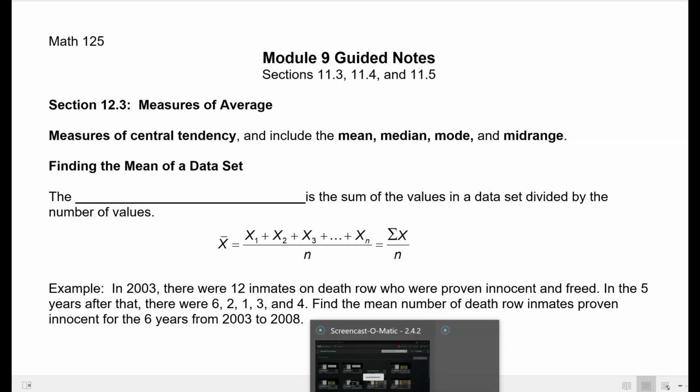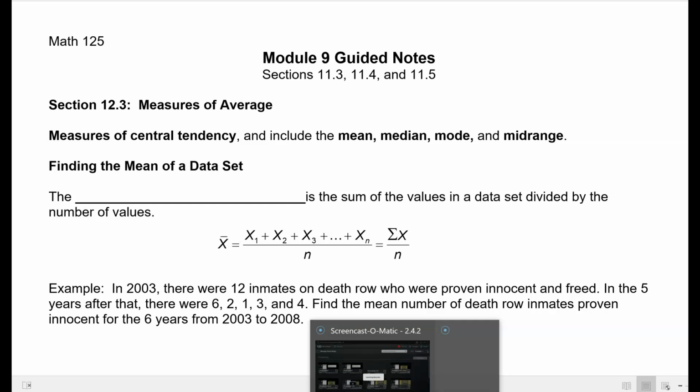All right, so we're going to talk about Module 9 in this video, which is on sections 11.3, 11.4, and 11.5. We're going to talk about average, standard deviation, variance, and then we'll also talk about some percentiles and some quartiles. So let's just start by talking about measures of average, which is 12.3.